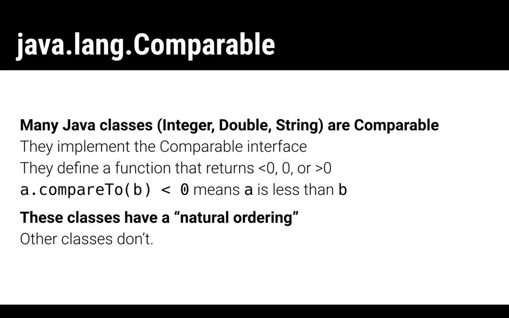And this is built into several of the Java classes you've been working with so far. And we're going to say that they have a, quote, natural ordering. Not every class has a natural ordering, but these ones do. So when you have a class that implements the Comparable interface, we'll say that that class has a natural ordering because it has a comparison function.